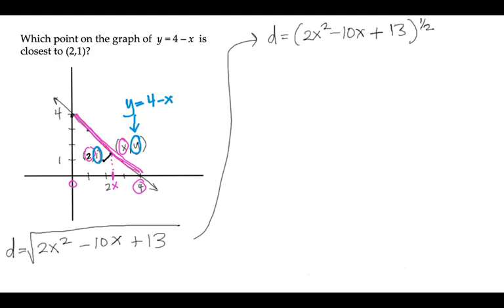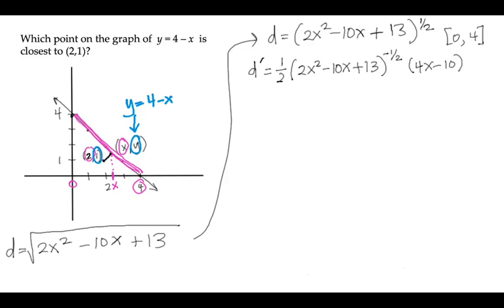Again, we're doing that on the interval 0 to 4. We picked that. So let's find the critical values of our function. We're going to find the derivative of our distance function, and we're going to need the chain rule. We take the derivative of the outside function first, leave the inside function alone. So I brought down the 1/2, I'm going to subtract 1, and 1/2 minus 1 is negative 1/2. Then I'll take the derivative of the inside function. The derivative of that quadratic is 4x minus 10.